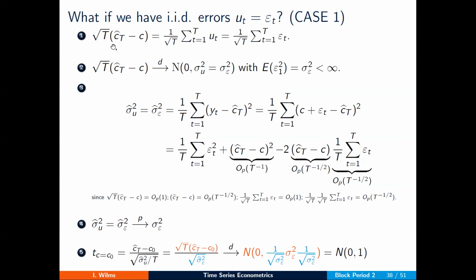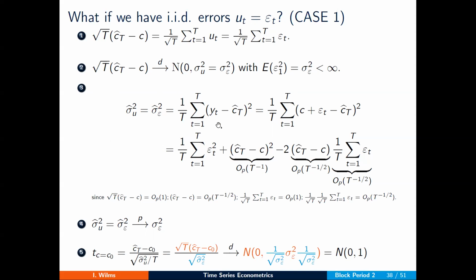Then the numerator of my test statistic is simply equal to the scaled average of the IID errors epsilon t. I know from the classical central limit theorem that this goes to a normal distribution with mean 0 and variance sigma squared, assuming that the errors have a finite variance. Okay. Now, what is the expression for the sample variance of my residuals, namely the denominator?